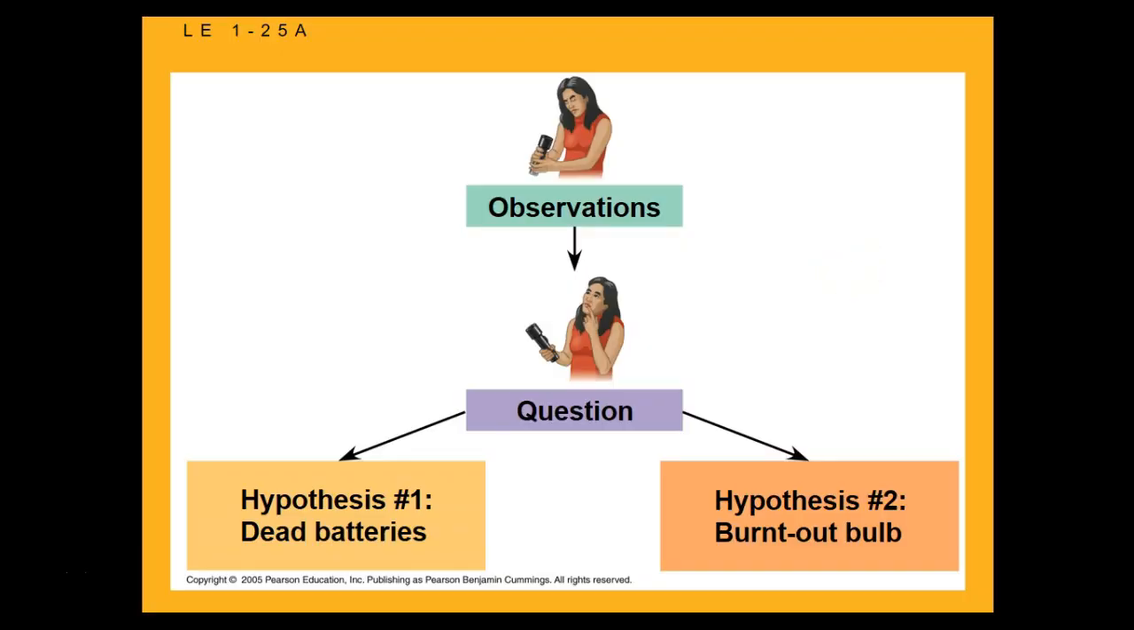So let's take this example. You make an observation. The light switch, or flashlight, doesn't work. You propose a question. Why doesn't it work? So you have two hypotheses. Either the batteries are dead or the bulb is burnt out. So what do you do to find out which hypothesis is the correct hypothesis?